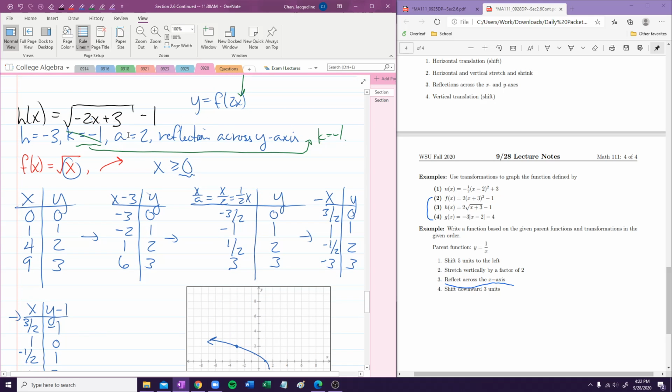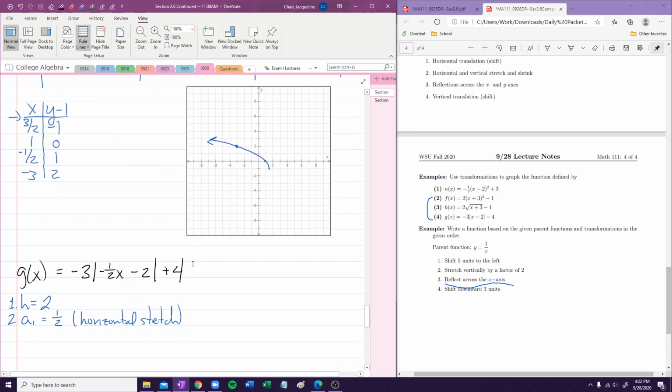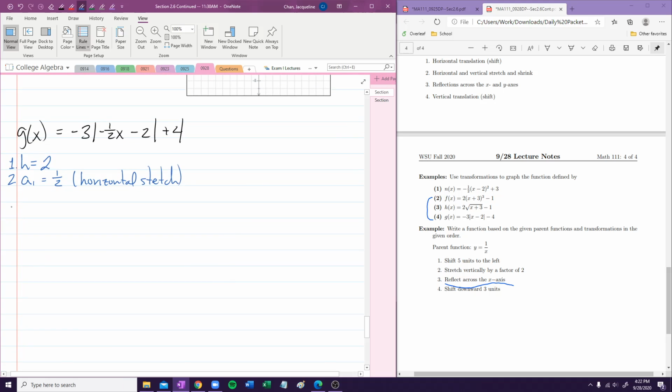Oh, I didn't even talk about this. Remember, when it's greater than 1, it's going to be shrinking. And then my A2 is 3. Notice it is outside the absolute value, it is outside of x. So it's on the outside, it's not bothering my f of x. So this is also a vertical stretch.